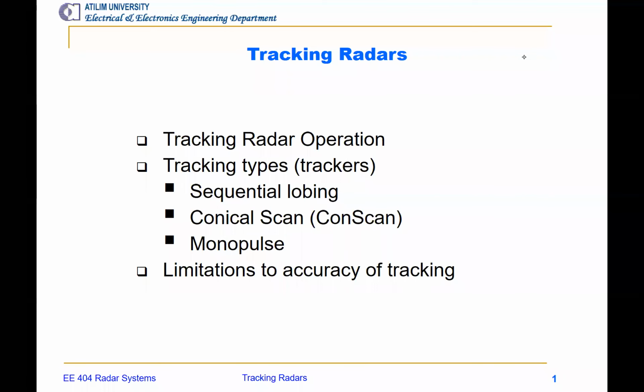Good morning. Today we are going to study tracking radars. Here is the outline of the lesson. We'll be talking about operation of tracking radars, and then we look into tracking radar types: sequential lobing, conical scan, monopulse, and finally we'll be talking about limitations to the accuracy of tracking radars.